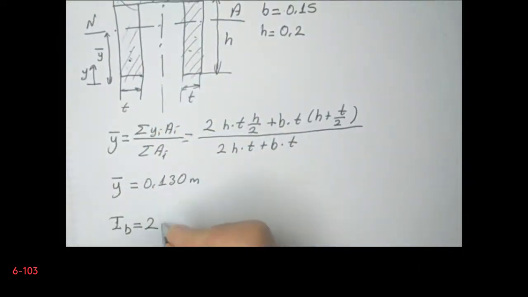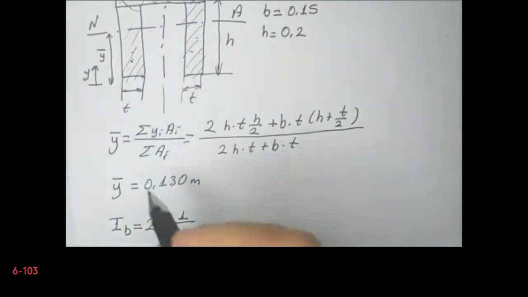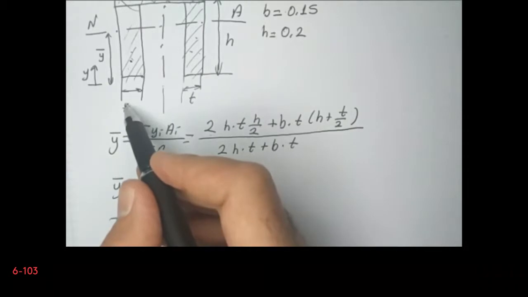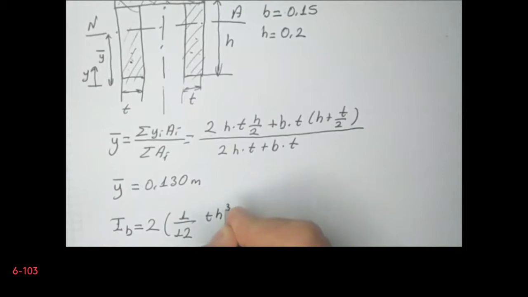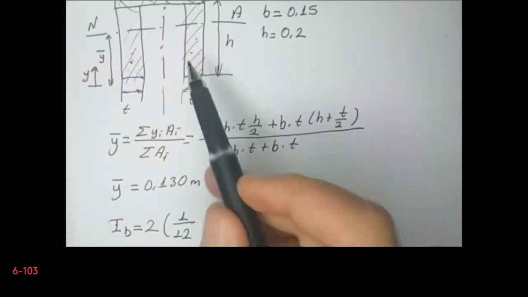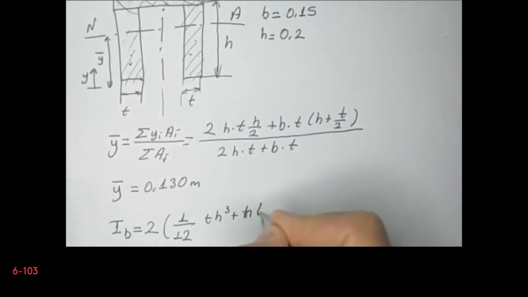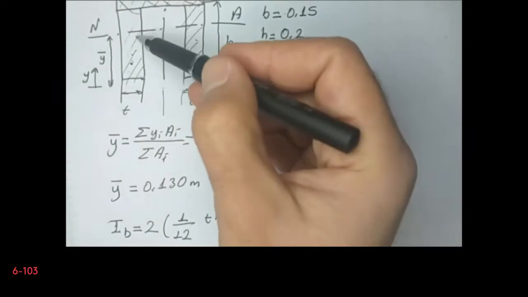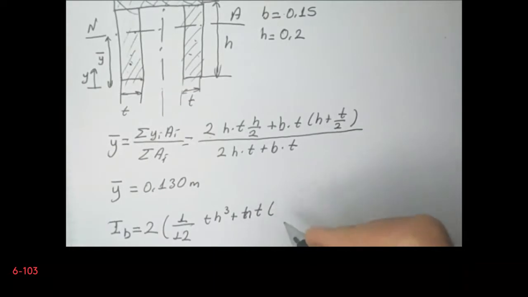Since I have two areas, I have 2 times 1/12 T multiplied by H cube, plus the area of this region, that is T multiplied by H, and the distance between the neutral axis and its centroid, so the square of it, so it is H divided by 2 minus Y bar, squared.